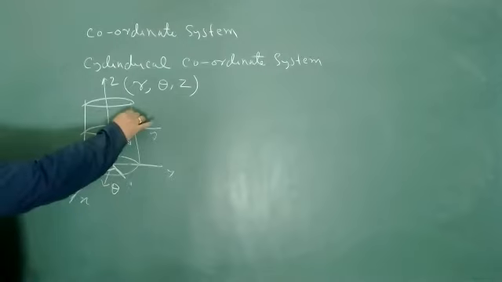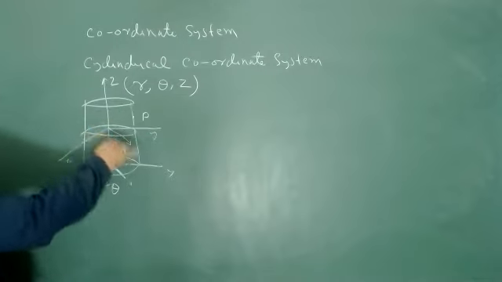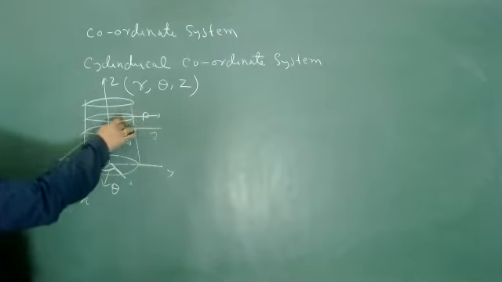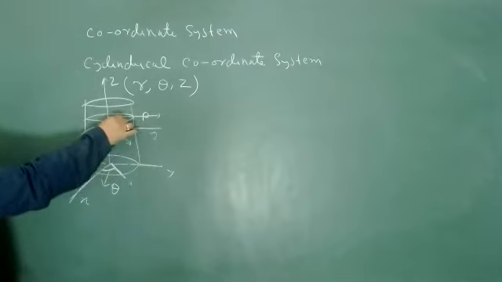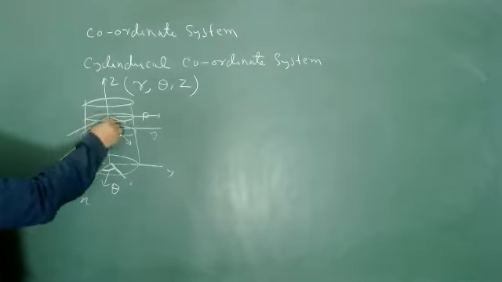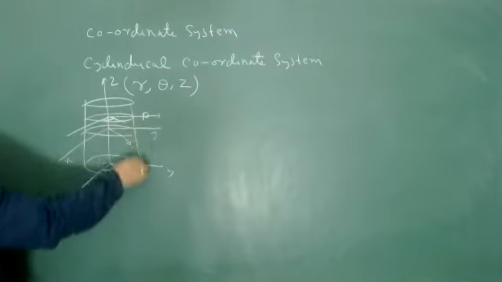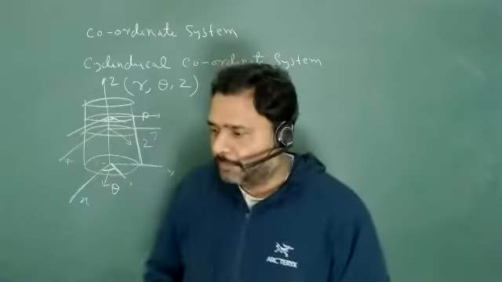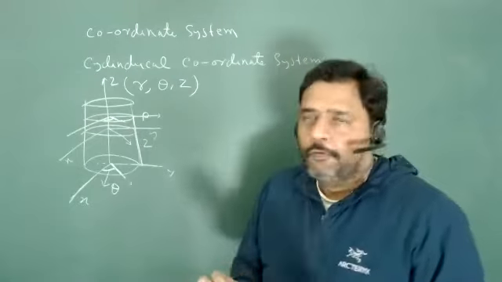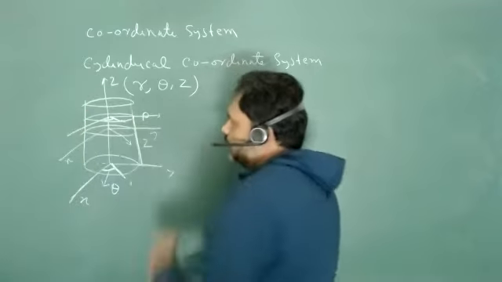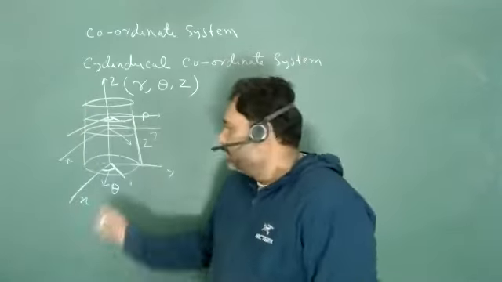Suppose your particle is at this point, at the surface of the cylinder. What you will do is make a circle, and this will be your r. Obviously it will make angle theta here, and obviously this height is z. So it's a very interesting coordinate system. You have three variables. One is the radial variable, that is the radius, the distance away from the z-axis, and this r makes angle theta with the x-axis.